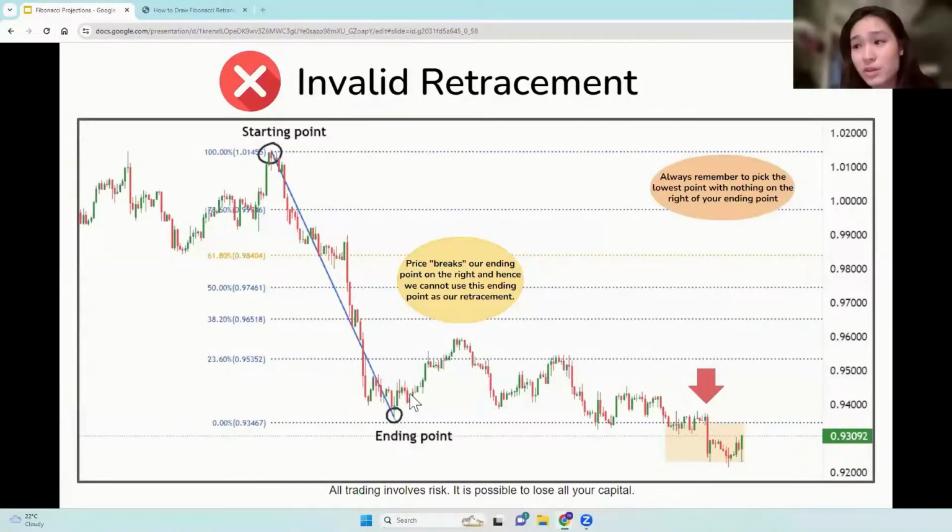Price has already broken below the 0%, right? And you see that over here with the arrow. Price breaks our ending point on the right, and hence we cannot use this ending point as our retracement. So always remember to pick the lowest point with nothing on the right of the ending point.